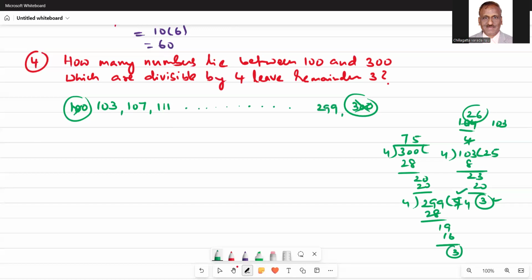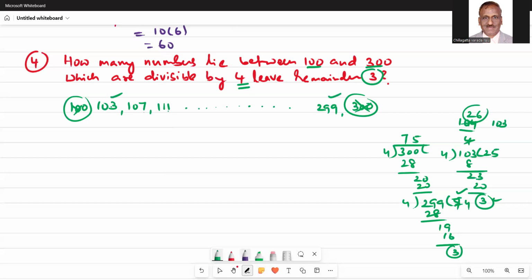Okay. So these terms, that is 103, 107, 111, up to 299, satisfy the given statement, that is, the numbers lying between 100 and 300 which, when you divide by 4, always leave the remainder 3. So now we got the AP. Okay, sir, what you have to do is use the formula to get how many terms are there from 103 to 299.